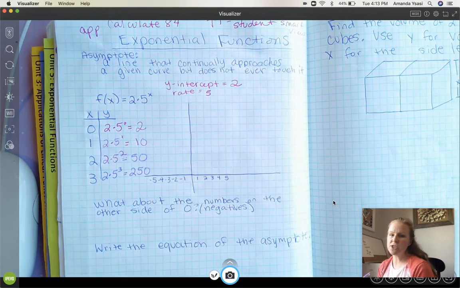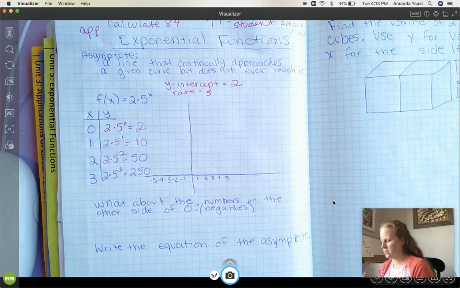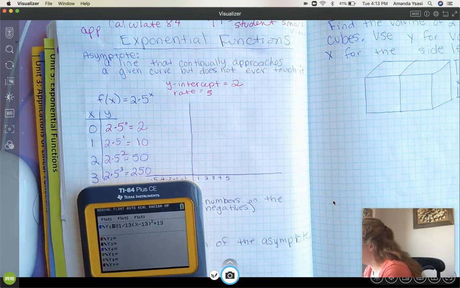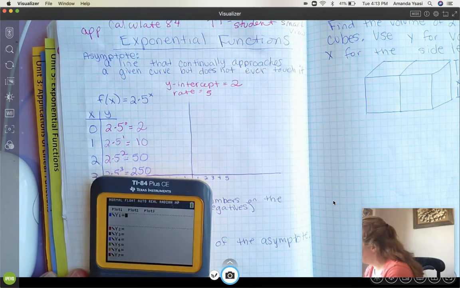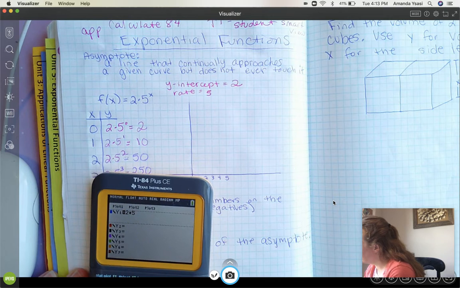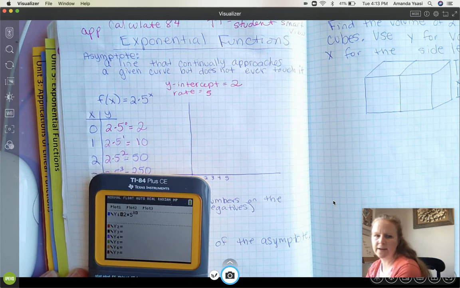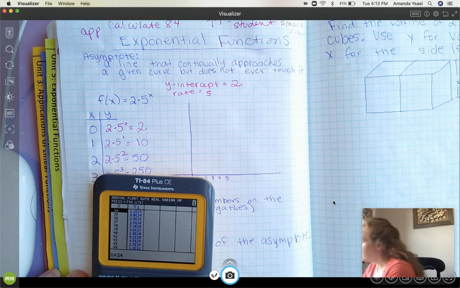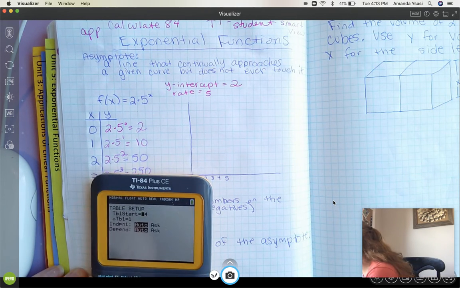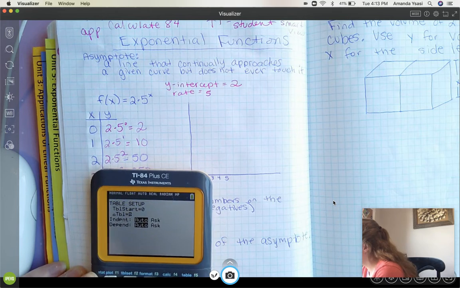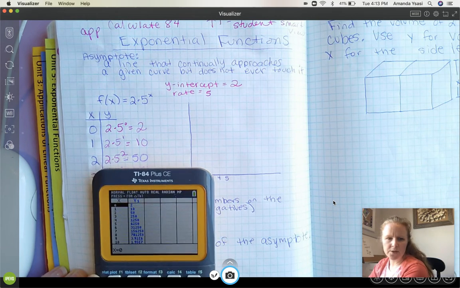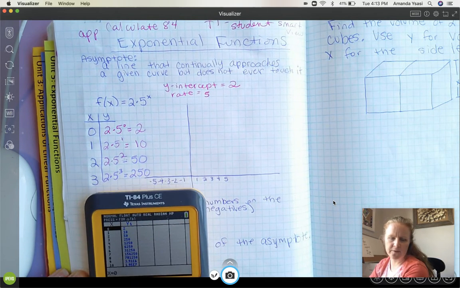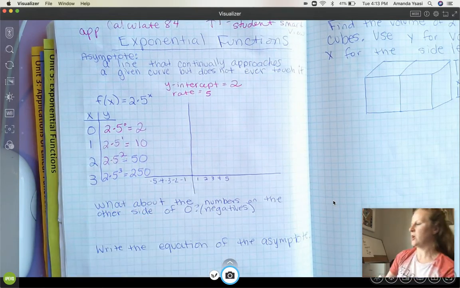Just to check my work, I'm going to put this in the calculator: 2 times 5 raised to the x. And then I'm going to go to table set and just start at 0. Okay, 2, 10, 50, 250. All right, so we will graph that.